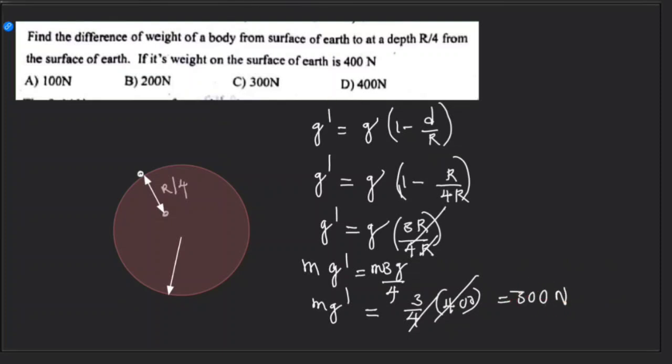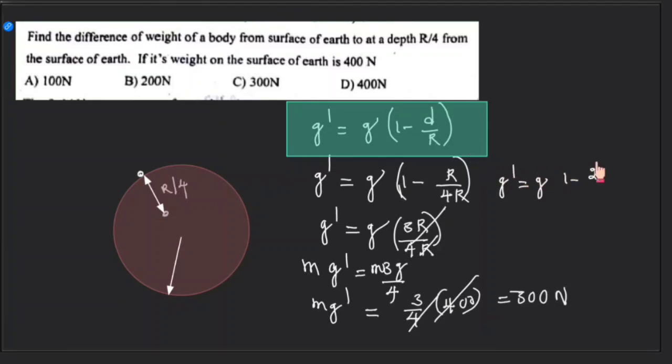Right. So please keep this formula in your mind for the next exam. So that g' is equal to g of 1 minus d by R. Clear? And there is one more formula according to the height, that g' is equal to g of 1 minus 2h by R. This formula won't be used here. So this g' is equal to g into 1 minus 2h by R, that is for the height.